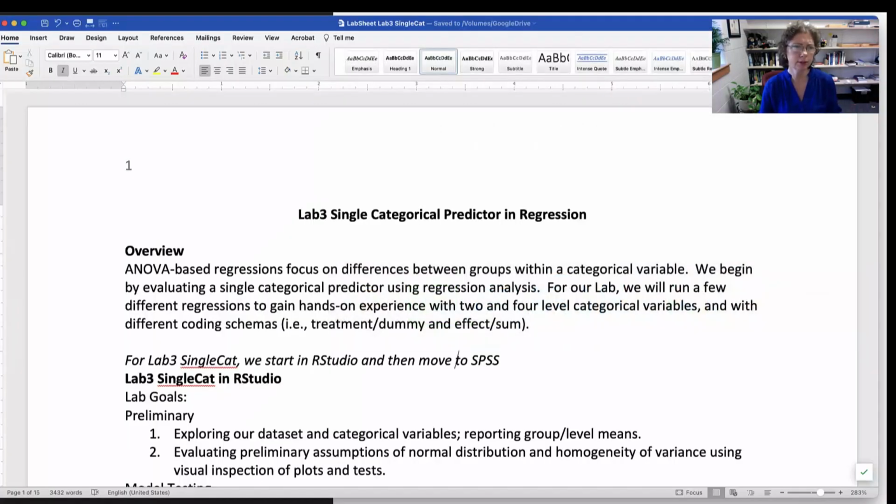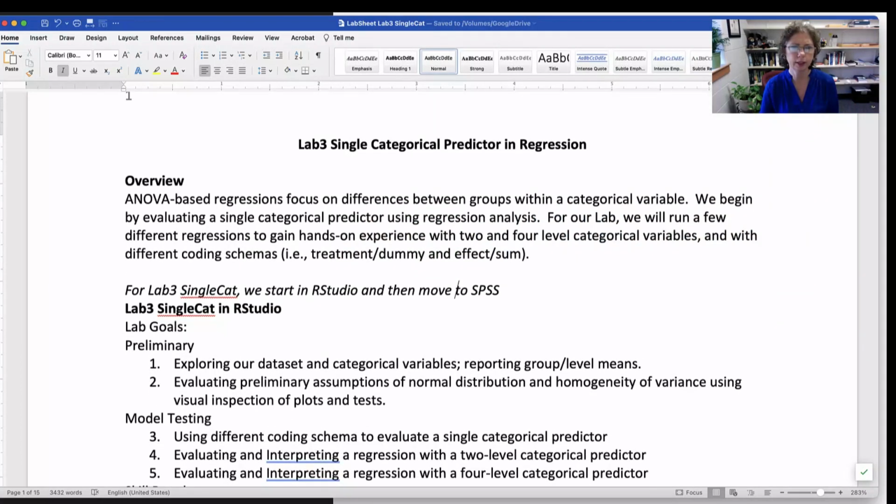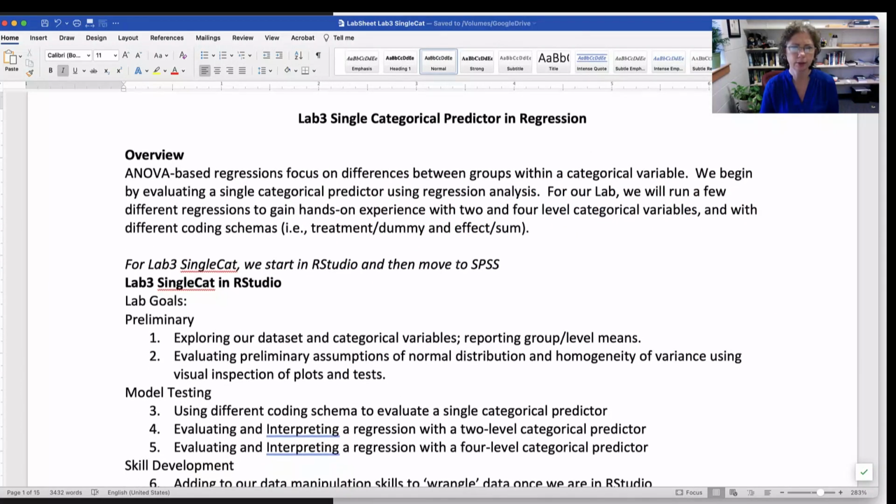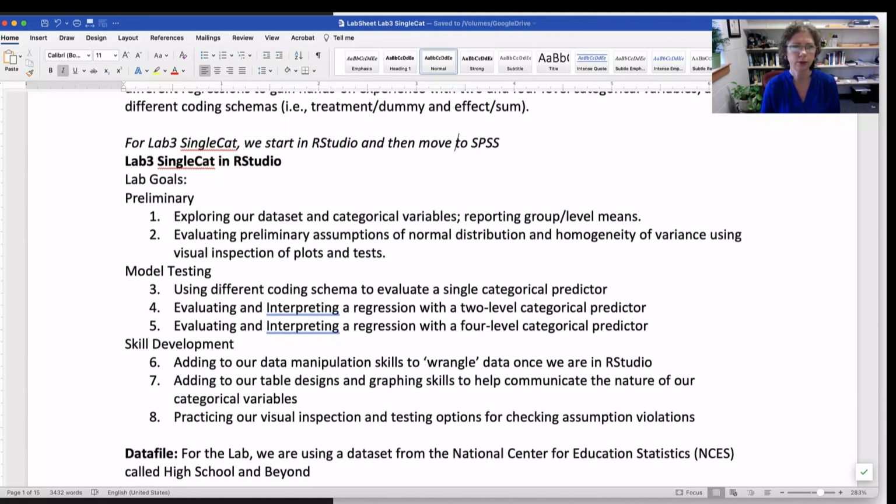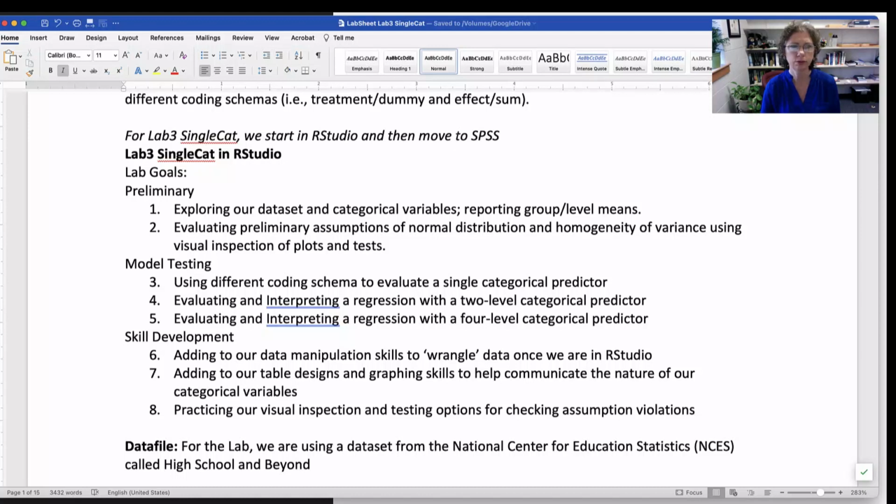Your lab sheet gives a basic overview of what we're doing here with the ANOVA-based regression to look at categorical variables in a regression approach. And we have our goals for the lab. In preliminary, as usual, we're exploring the data set and checking out the variables of interest to give our readers some idea of the data set itself.